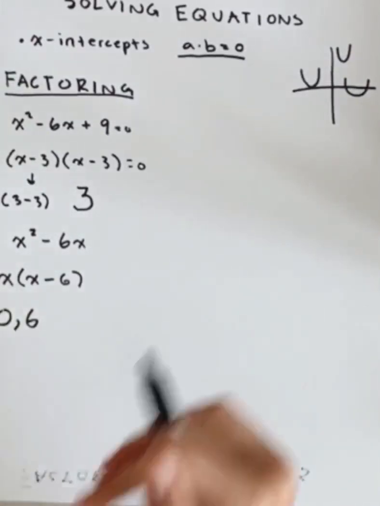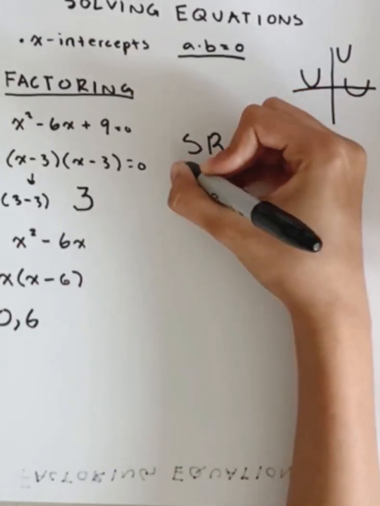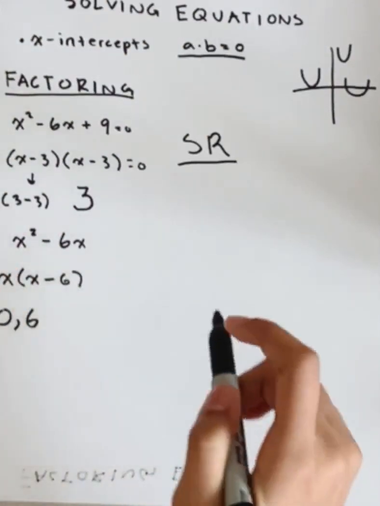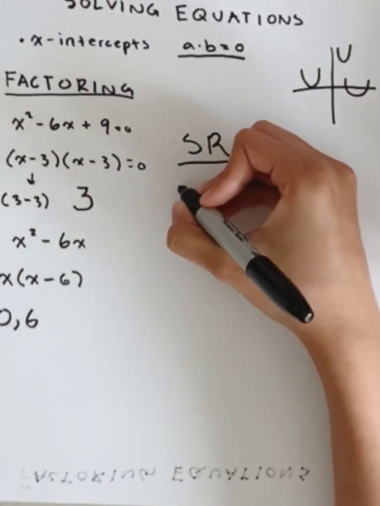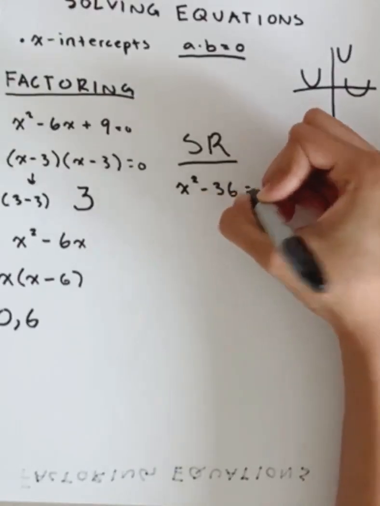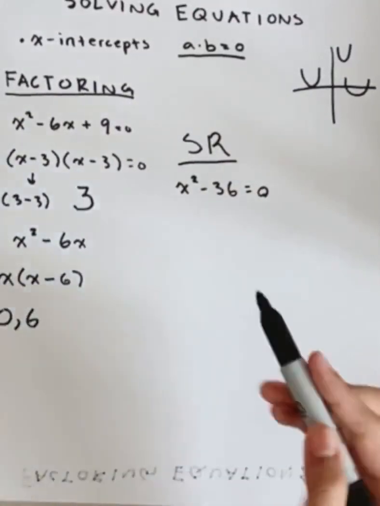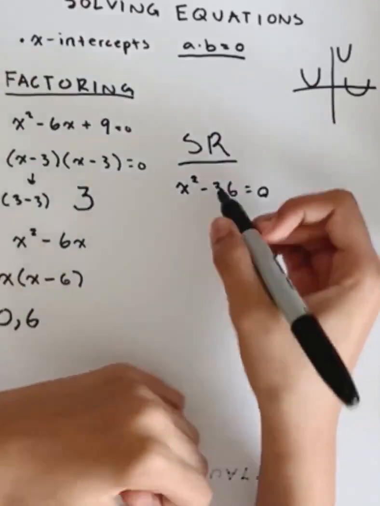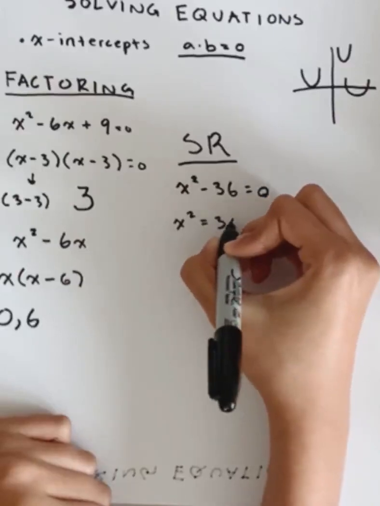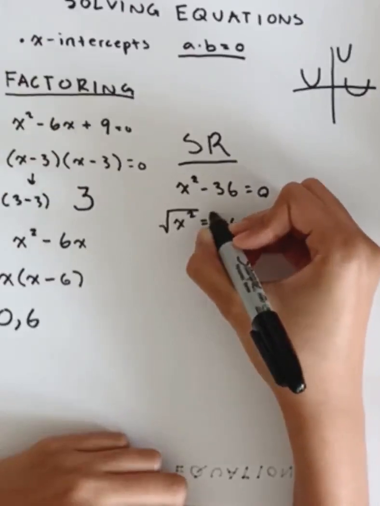How about square root? That's another really efficient method for some cases. You're always going to look at your equation and ask which way would be the best for this. So say I had x squared minus 36 equals 0. To square root this, I'm just going to solve it like a normal equation. Solve for x, so add 36 to both sides. We're going to have x squared equals 36. To solve for x, we have to find the square root of each side, so that's square root to get rid of the square.